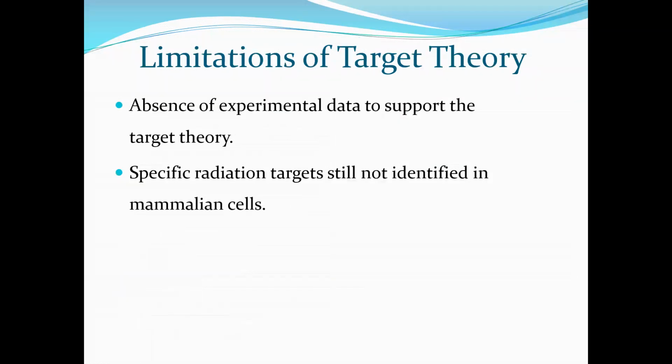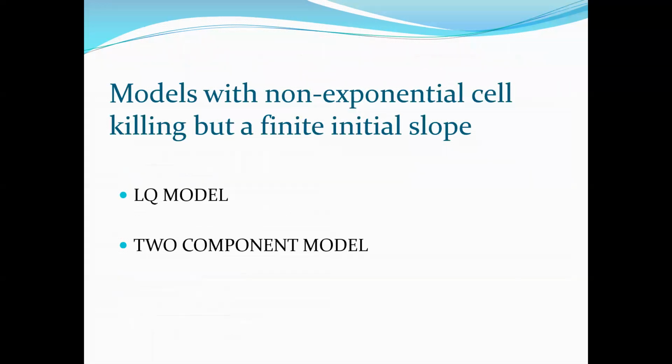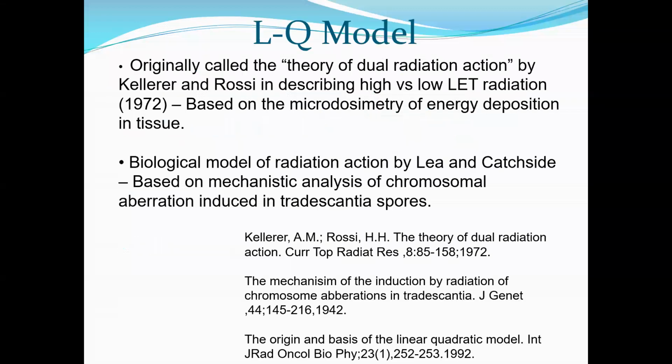Limitations of target theory: absence of experimental data to support the target theory. Specific radiation targets are still not identified in mammalian cells. Models with non-exponential cell killing but with a finite initial slope: LQ model and two-component model. Very, very important LQ model from exam point of view.